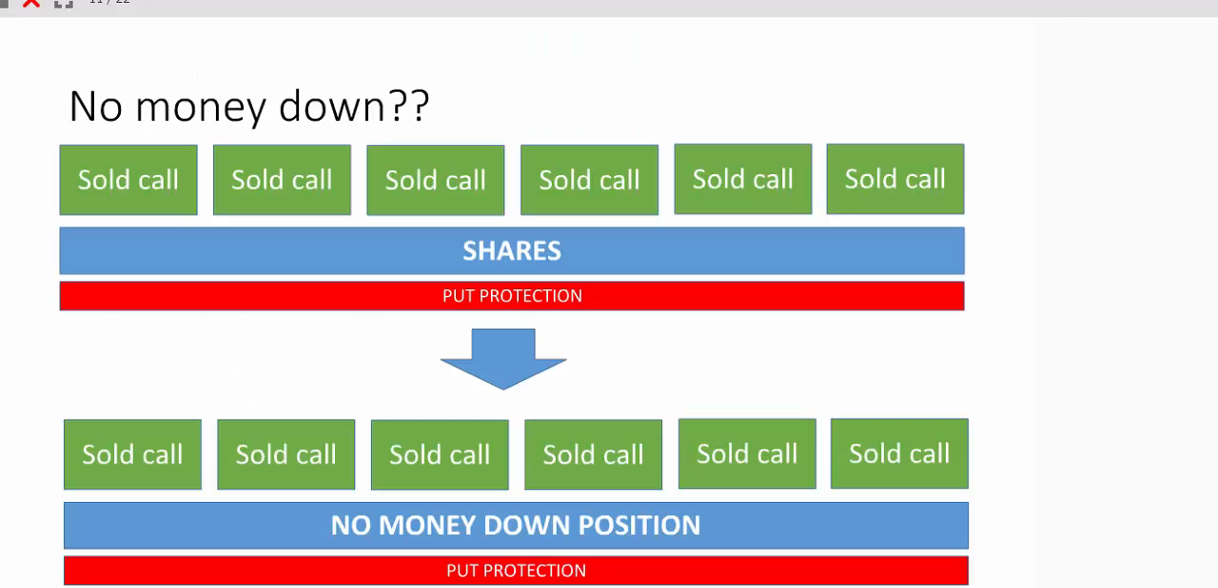Okay. So really what you're doing is you're substituting holding shares for having this no money down position. But in essence it is exactly the same risk as holding the shares, because they move 1-for-1. And you're making exactly the same premium from your short calls. So in terms of an investment strategy, you could almost ask, well, why buy shares? Okay, there's an interesting theory.